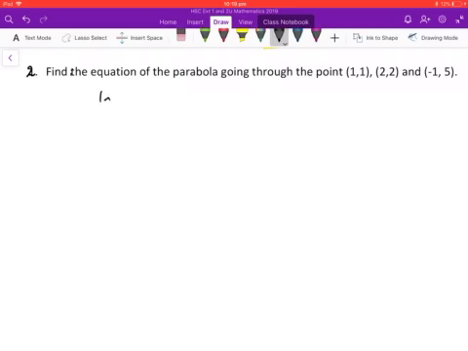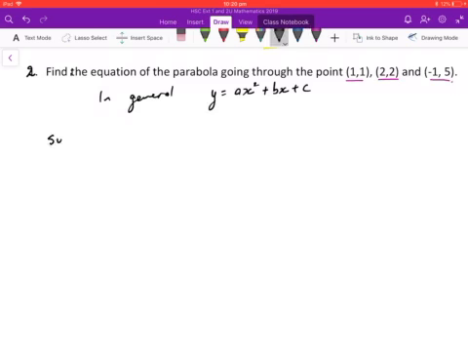Okay, so in general, a quadratic has y is equal to ax squared plus bx plus c. Now there's three things I don't know here. I don't know a, I don't know b, and I don't know c. But because I've been given 3 points, I'm going to substitute these 3 points in, and for each one I'll be able to solve it. So let's see how we go.